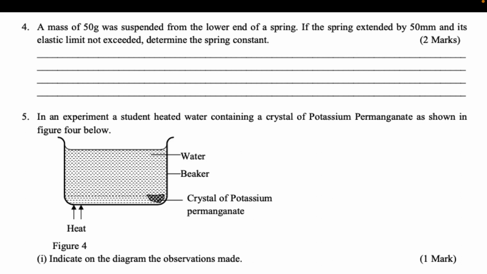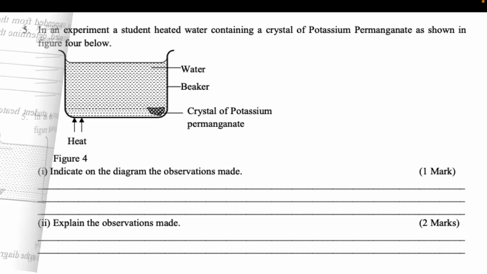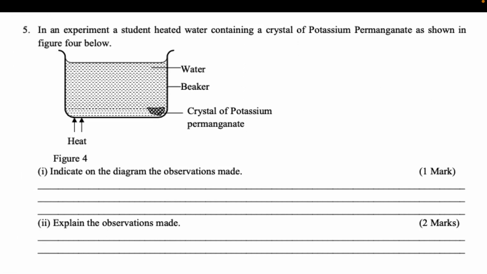In an experiment, a student heated water containing a crystal of potassium permanganate as shown in figure 4 below. (i) Indicate on the diagram the observations made. 1 mark. (ii) Explain the observations made. 2 marks.